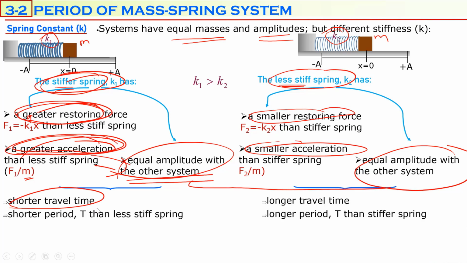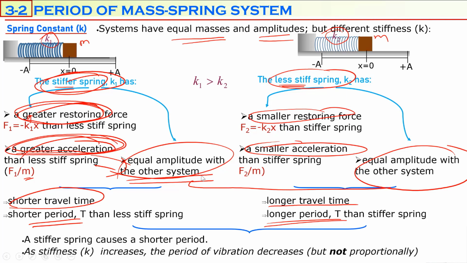However, less stiff spring will have a smaller acceleration. That's why distance traveled by this mass will take longer. So longer period for less stiff spring, shorter period for stiffer spring. Then we can say that a stiffer spring causes a shorter period. As stiffness K increases, period of the vibration decreases.